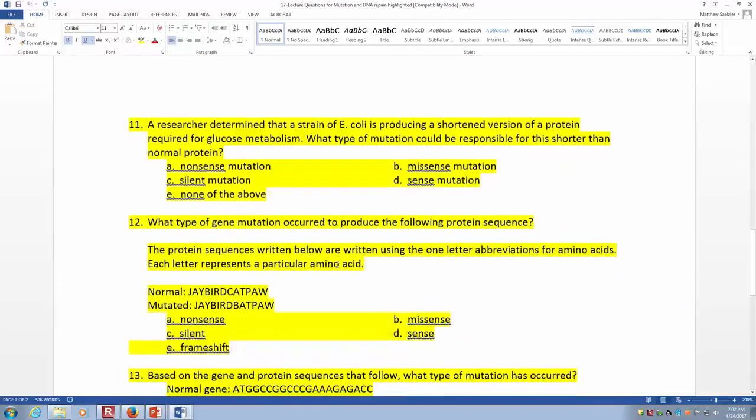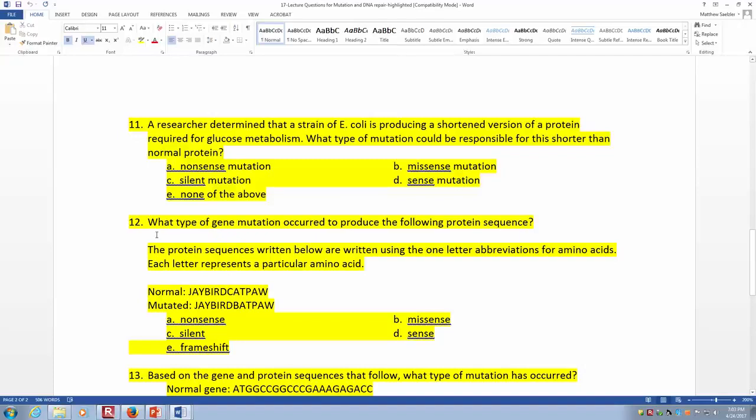Number 11, a researcher determined that a strain of E. coli is producing a shortened version of a protein required for glucose metabolism. What type of mutation could be responsible for this shorter than normal protein? Right, A, nonsense. Remember, a nonsense mutation changes a normal codon into a stop codon, so you stop making the protein sooner than you should, and that leads to a shorter version of that protein being produced.